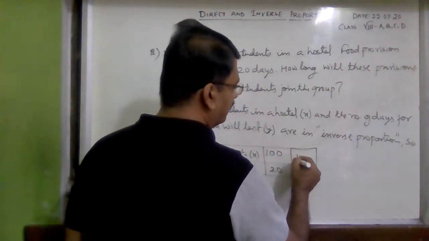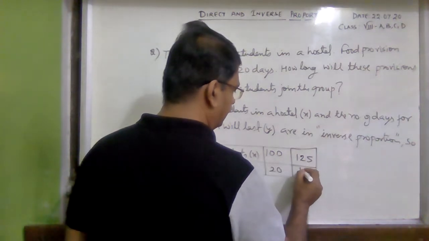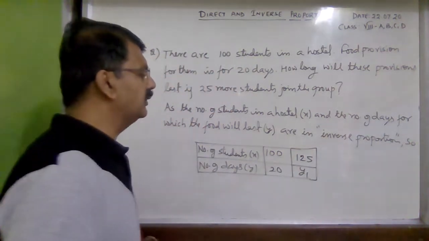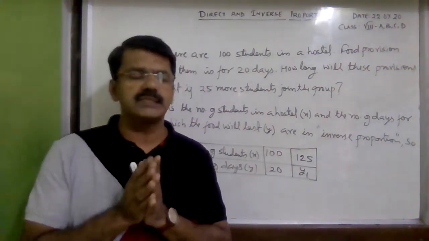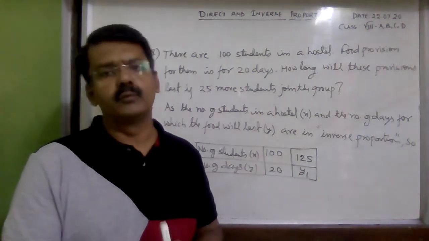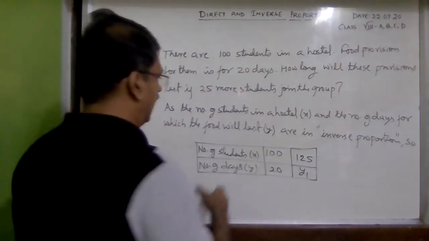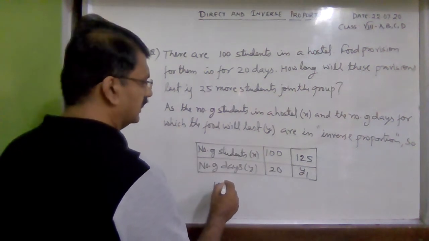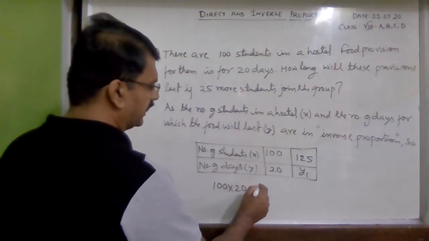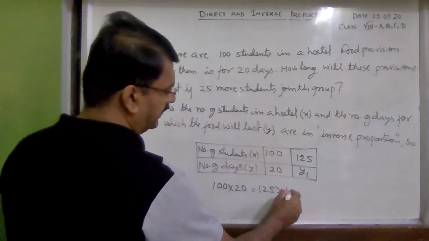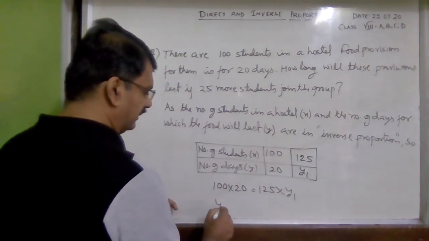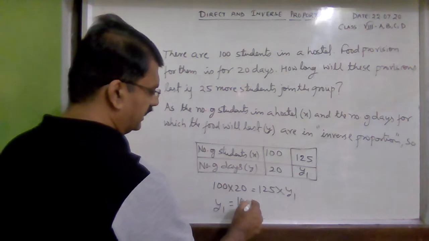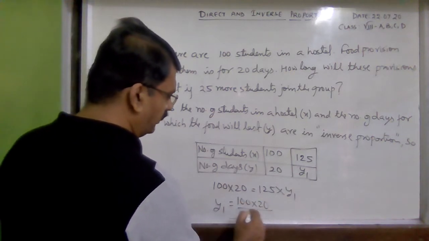So when 125 students are there, then this is y1. Now you have to find this y1. That means for how many days the food will last. So as I have already mentioned, they are in inverse proportion. So 100 into 20 is equal to 125 into y1. So y1 will be equal to 100 into 20 upon 125.